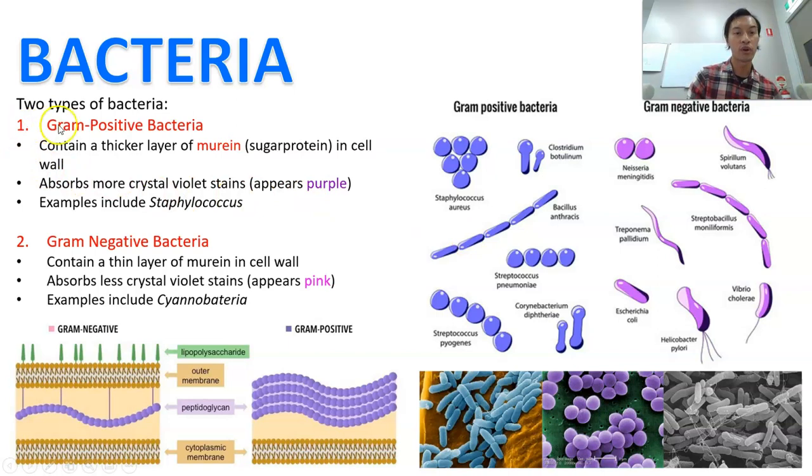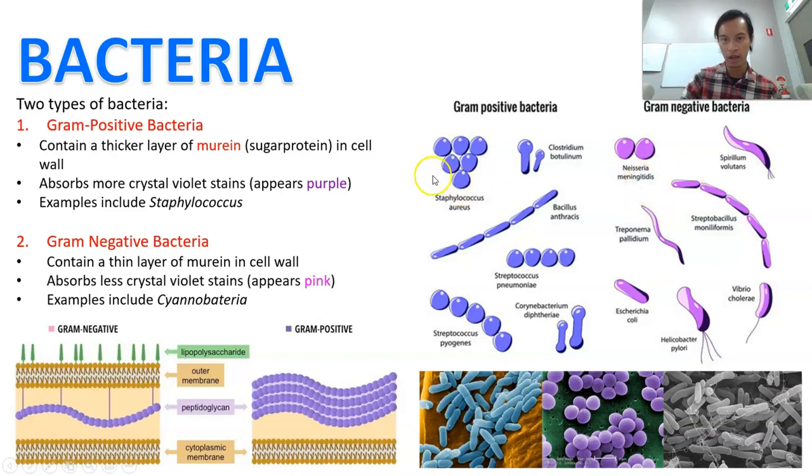Basically, gram-positive bacteria have a thicker layer of murein, and this thicker layer allows them to absorb a particular material called crystal violet, which scientists use to make the bacteria appear purple under their microscopes. So a gram-positive bacteria appears as purple, and it includes examples like Staphylococcus, which is what the staph infection bacteria is, and a few other things as well.